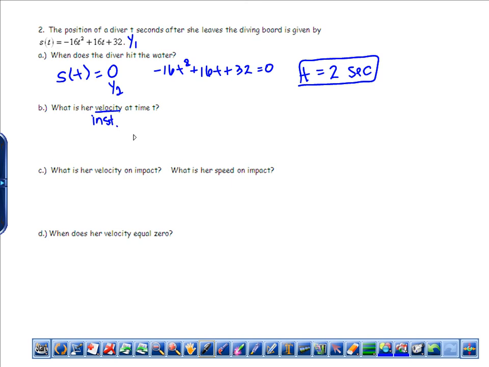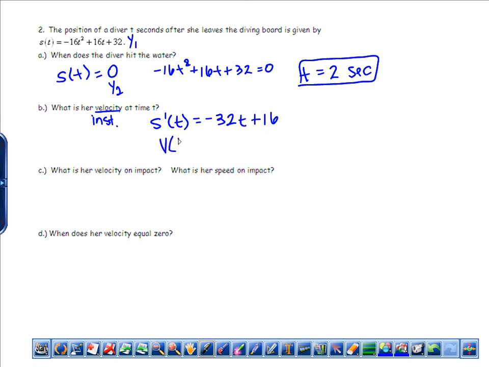And when you see instantaneous velocity, you need to find the derivative of your position function. So this is where we're going to use power rule. 2 times negative 16, that's negative 32. The power on t, we subtract 1. Okay, now moving over here, the derivative of 16t is just plus 16, and the derivative of 32 is 0. So this is a really nice use of power rule on an actual application problem.